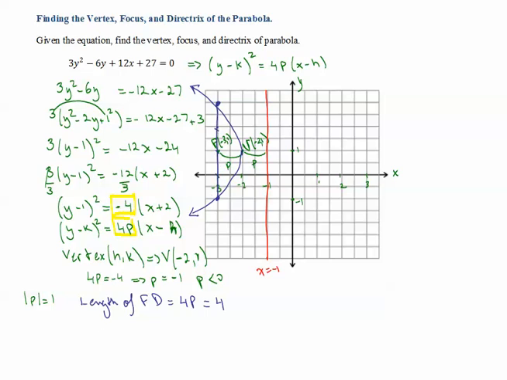And so again, answering the questions, we have the vertex as negative 2, 1. The focus is minus 3, 1, and the directrix is x equals negative 1. You always write the equation of a line with either x or y. In our case, it's a vertical line, which is x equals negative 1.